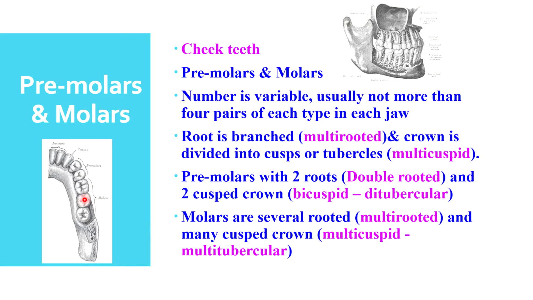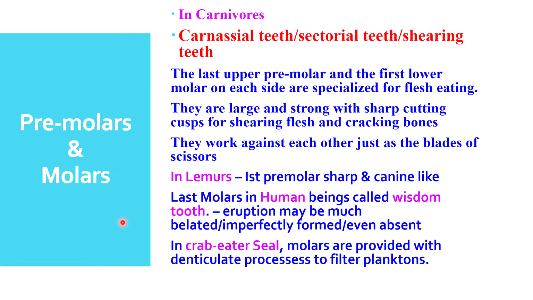And the molars, they have several roots as well as a many cuspid crown. And see here we can see the cuspids, that is more than two, and the root is also more than two. So the root is called multi-rooted, and the cuspid crown, that is multi-cuspid or multi-tubercular. So the premolars are double-rooted bicuspid, whereas molars are multi-rooted multi-cuspid. In carnivores, it has the premolars and the molars, or the cheek teeth. In some animals, it has certain modifications.